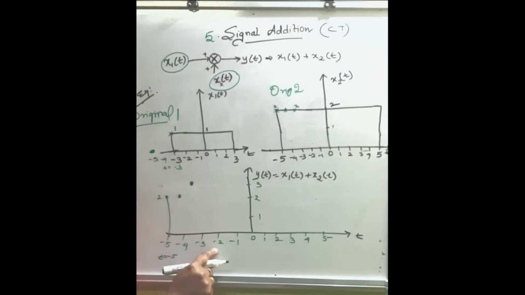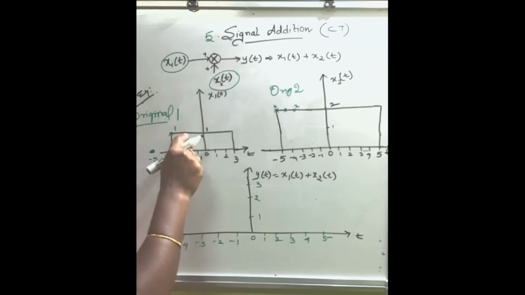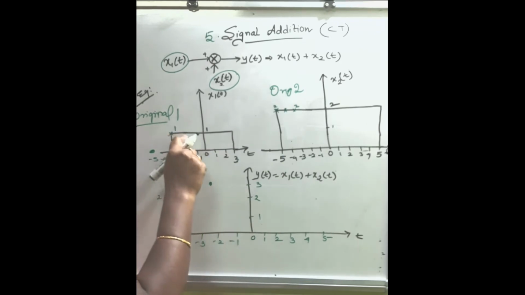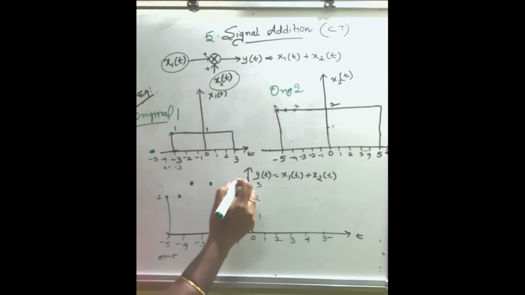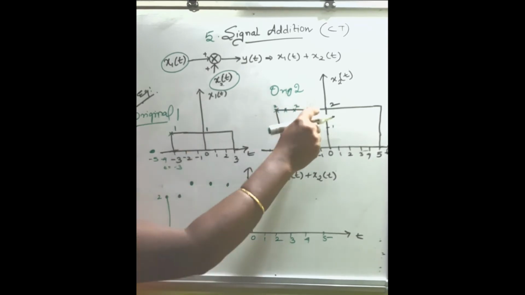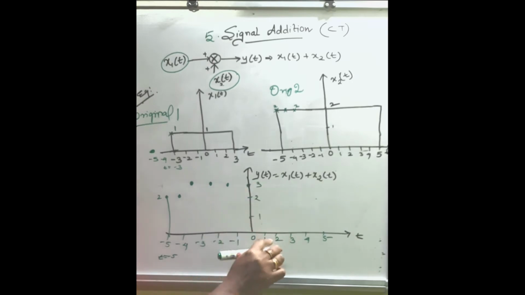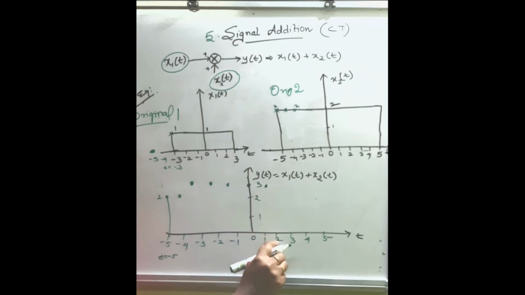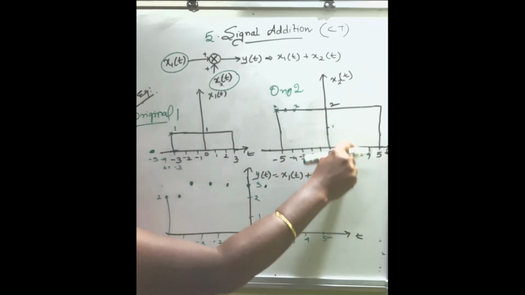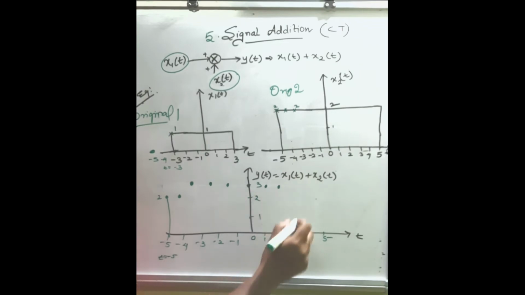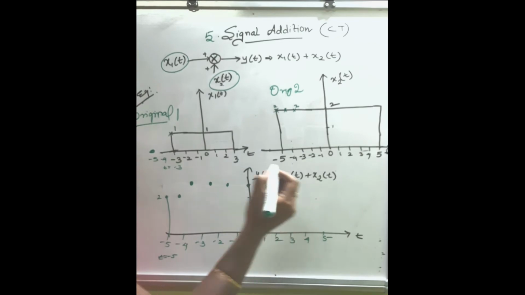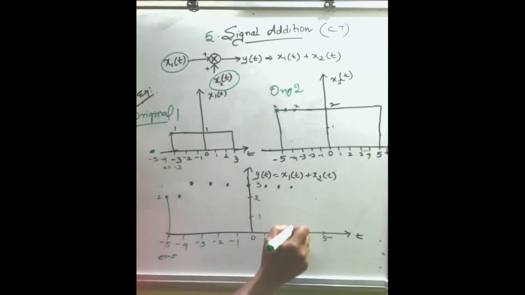Then let's check for -2. It is again 1 plus 2, minus 3, sorry, plus 3. For -1, 1 plus 2, 3. At 0, it is 1 plus 2, 3. At 1, 1 plus 2, 3. At 2, 1 plus 2, 3. At 3, again 1 plus 2. So we have found out so much.